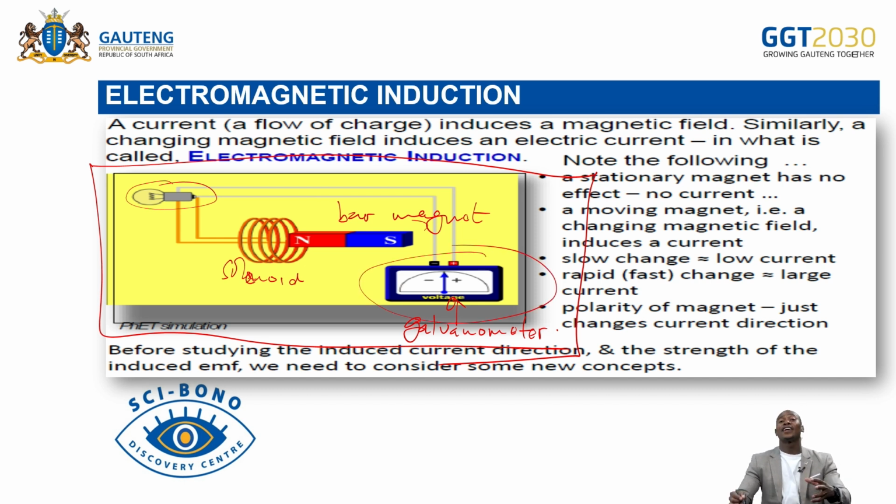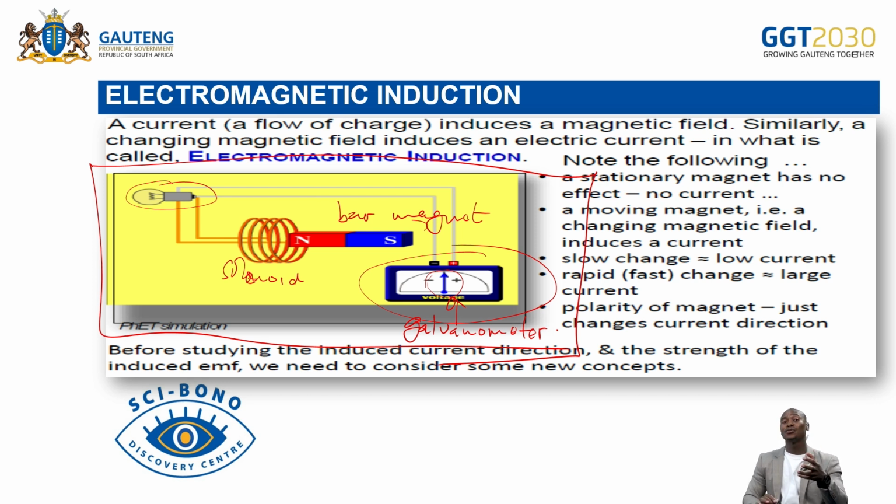So what is the function of this galvanometer? It is to check if current or EMF is induced in a coil. If EMF or current is induced in a coil, the galvanometer needle is going to deflect to show that there is current or potential difference induced in that coil.